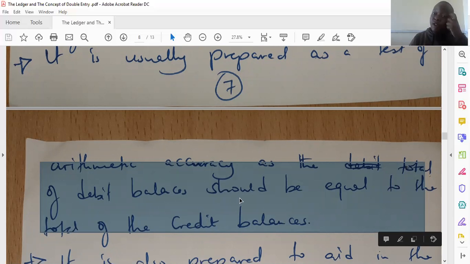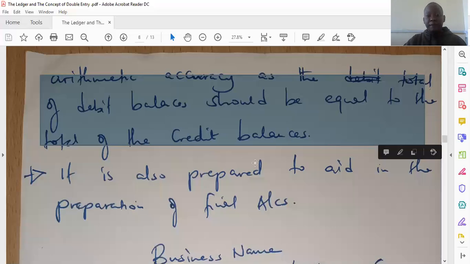So in the end, if you find that the totals of the two sides of the trial balance are not equal, then you know that something is wrong. It means that you have to go back to the ledger and try and pinpoint where the problems are, correct them until the trial balance is balancing, until the totals of the two sides are equal. The trial balance is also prepared to aid in the preparation of final accounts.